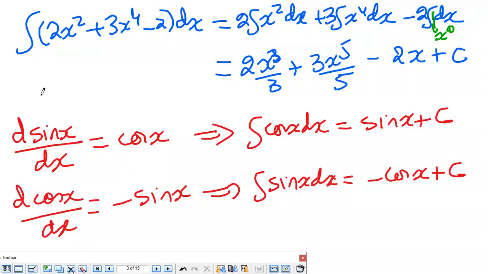Now, we know that the derivative of sine is cosine. So what can I deduce? The integral of cosine is sine x plus c. The derivative of cosine is minus sine. So what's going to be the integral of sine?